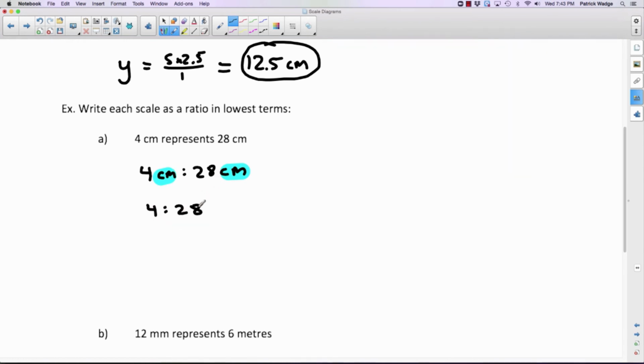Second step, needs to be in lowest terms. This is not in lowest terms, right? We could divide them both by 4. 4 divided by 4 is 1. 28 divided by 4 is 7. We are done. That is our scale as a ratio in lowest terms.